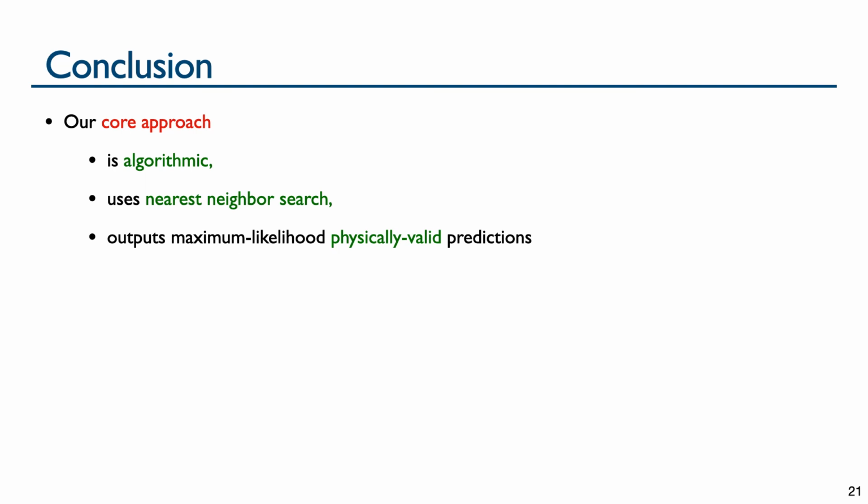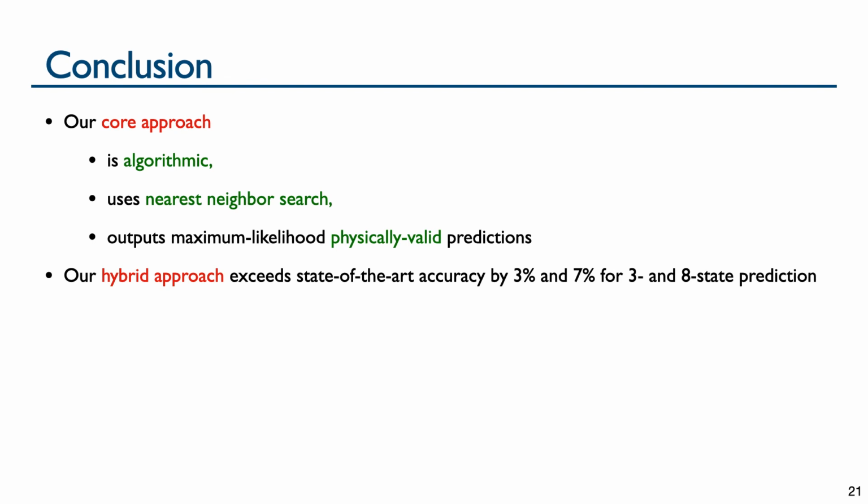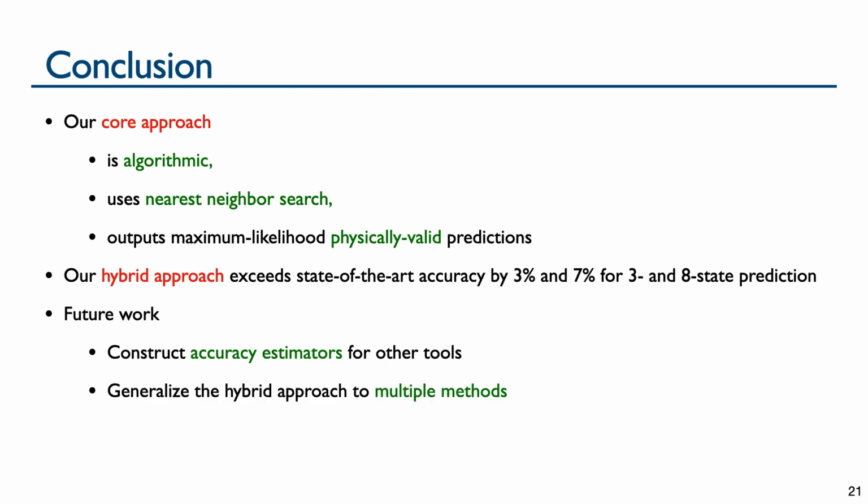In conclusion, our core approach to secondary structure prediction is an algorithmic approach that uses nearest neighbor search over a metric space, and in contrast to other methods, outputs maximum likelihood physically valid predictions. The hybrid approach exceeds the state-of-the-art accuracy by 3% for 3-state prediction and 7% for 8-state prediction. This opens up several lines of investigation for future work, such as constructing accuracy estimators for other tools besides Nnessy, and generalizing the hybrid approach to accommodate multiple methods beyond the current version, which hybridizes just 2 methods.